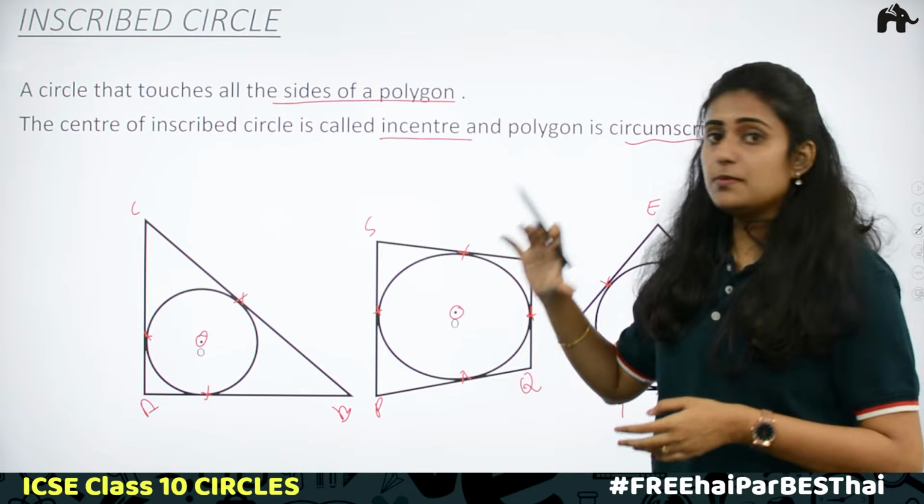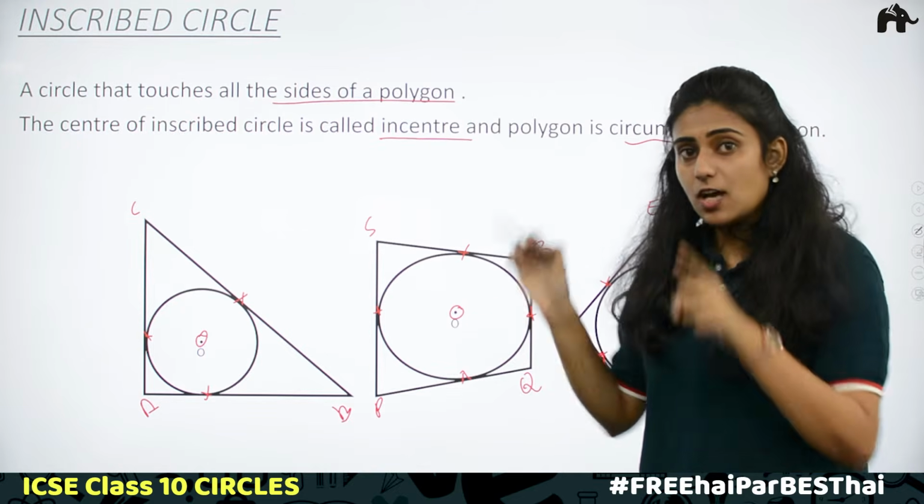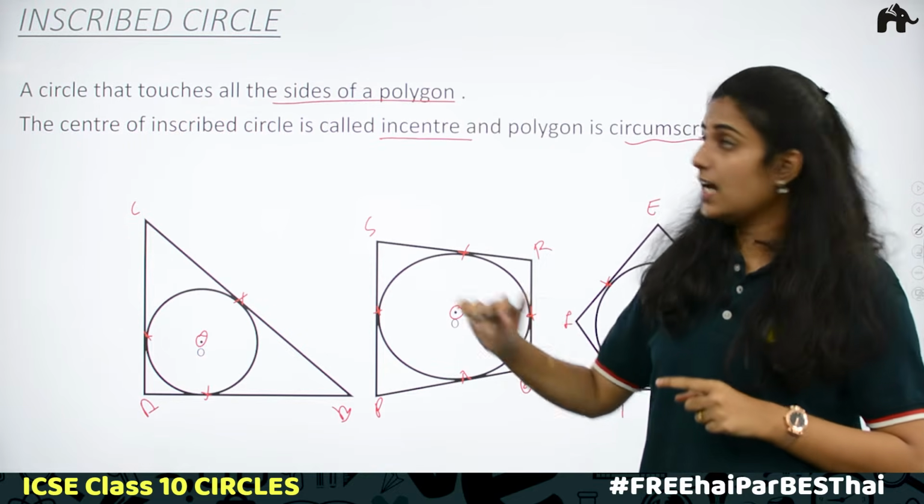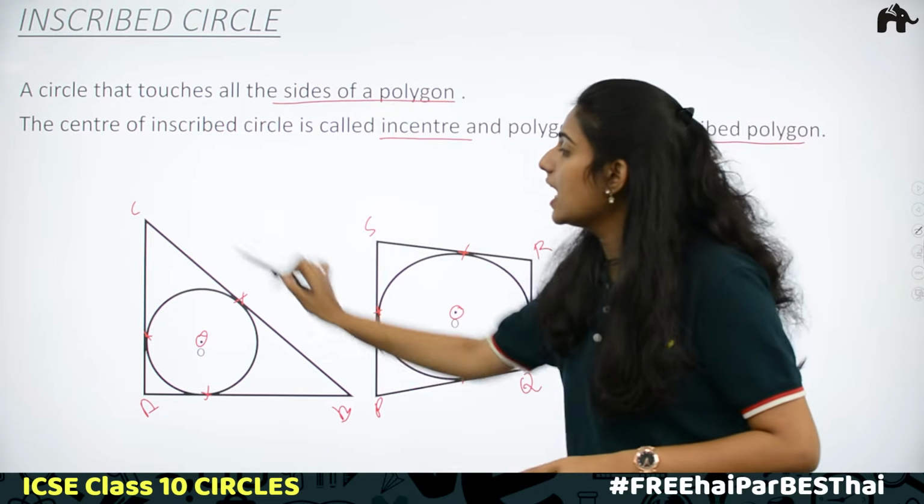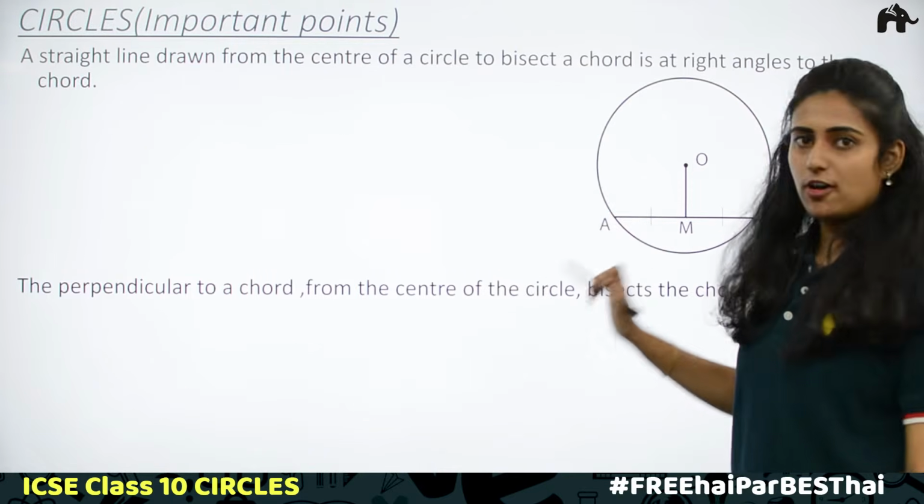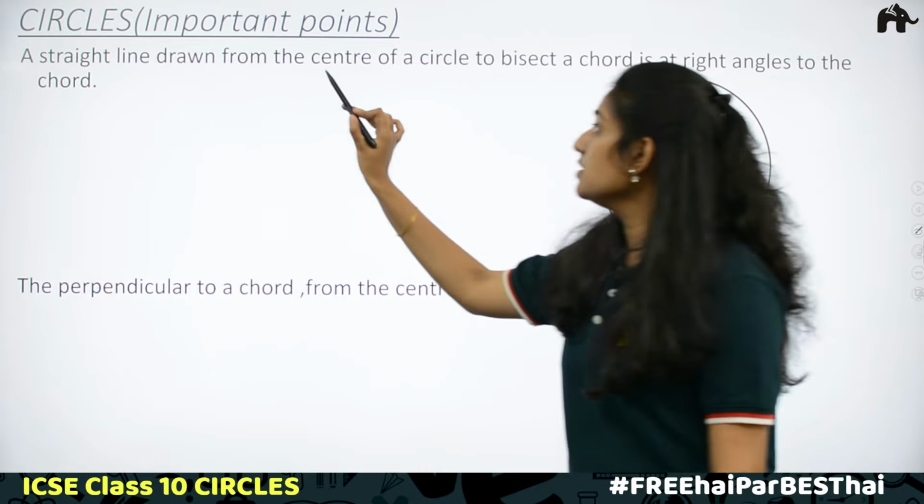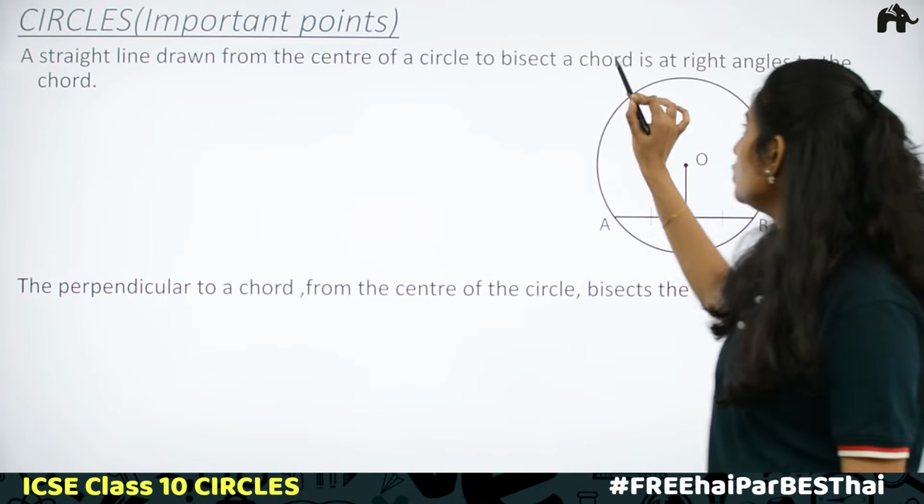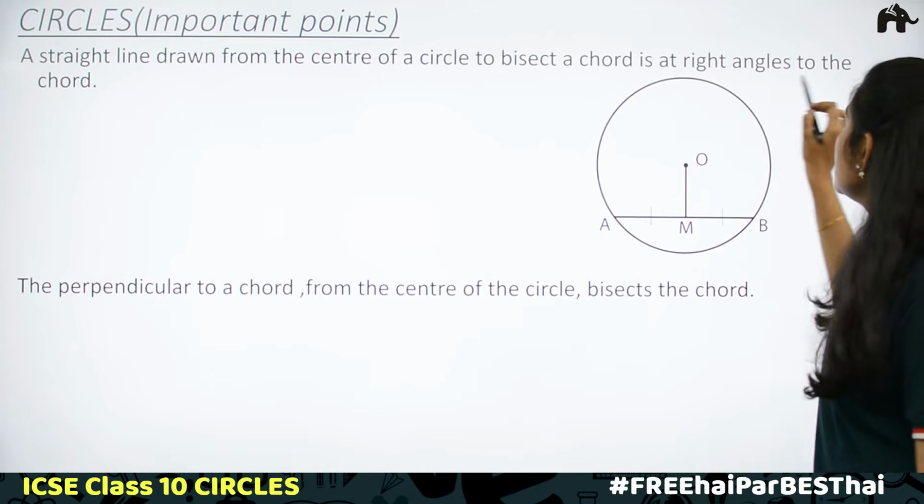In circumscribed circles, we had the circle outside and the polygon inside. Here, we will be having the circle inside the polygon. We have some important points. A straight line drawn from the center of a circle to bisect a chord is at right angles to the chord.